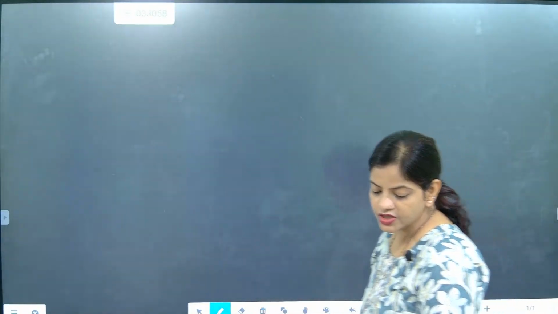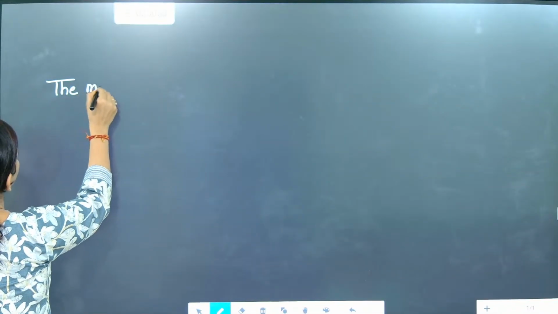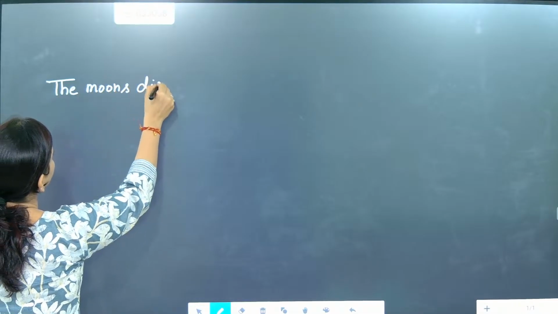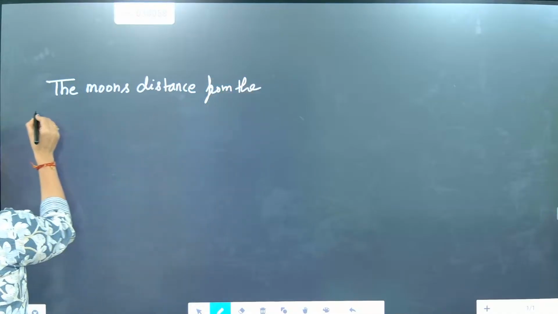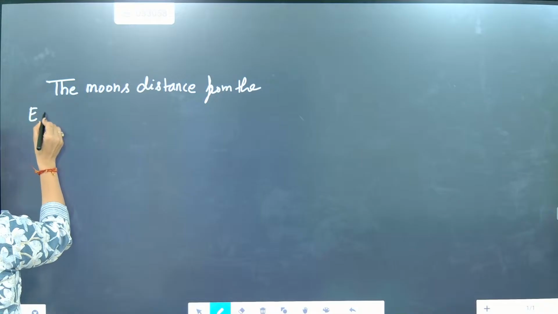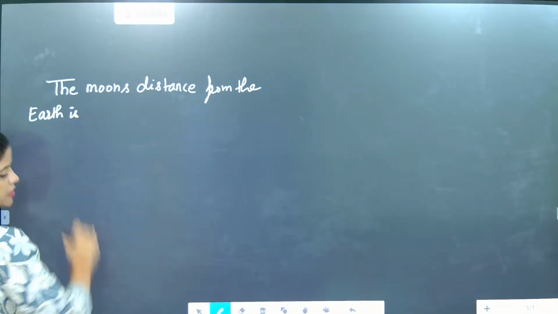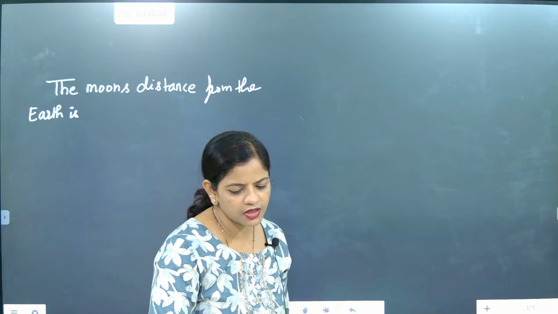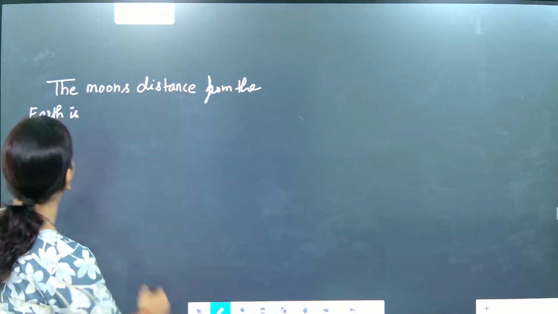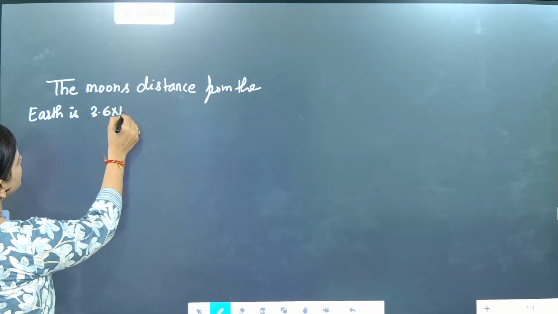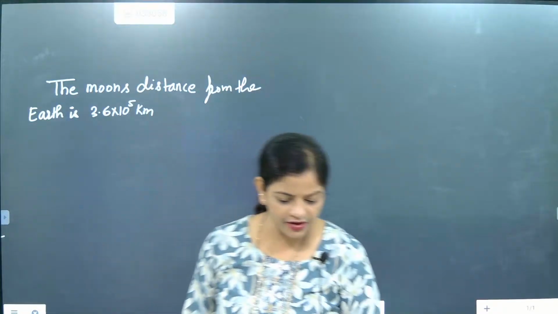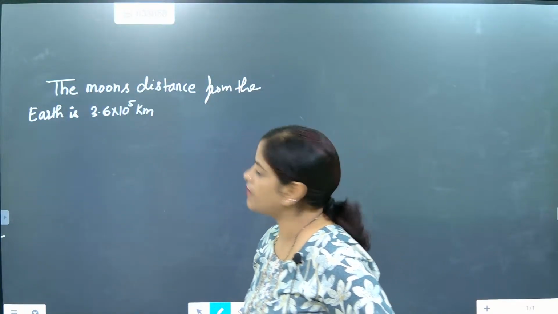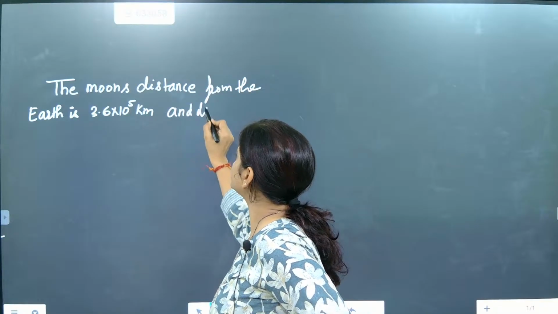Okay. Now another question: the moon's distance from the earth is 3.6 into 10 to the power 5 kilometers, and its diameter.